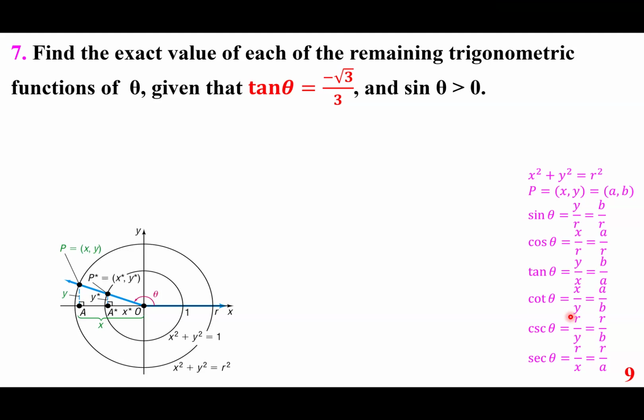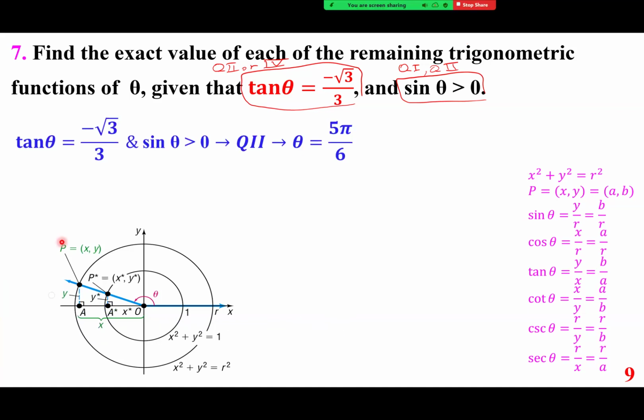First and foremost, we notice that tan is negative. It's quadrant 2 or 4. Sine is positive: quadrant 1 or quadrant 2. Therefore, the answer is quadrant 2 because that's the common quadrant. So tangent is negative, sine is positive. That gives us quadrant 2.